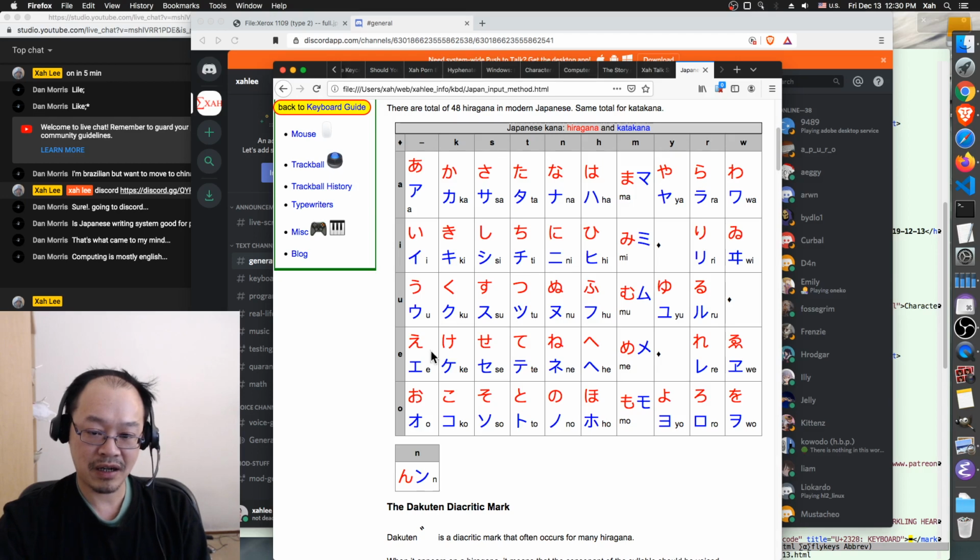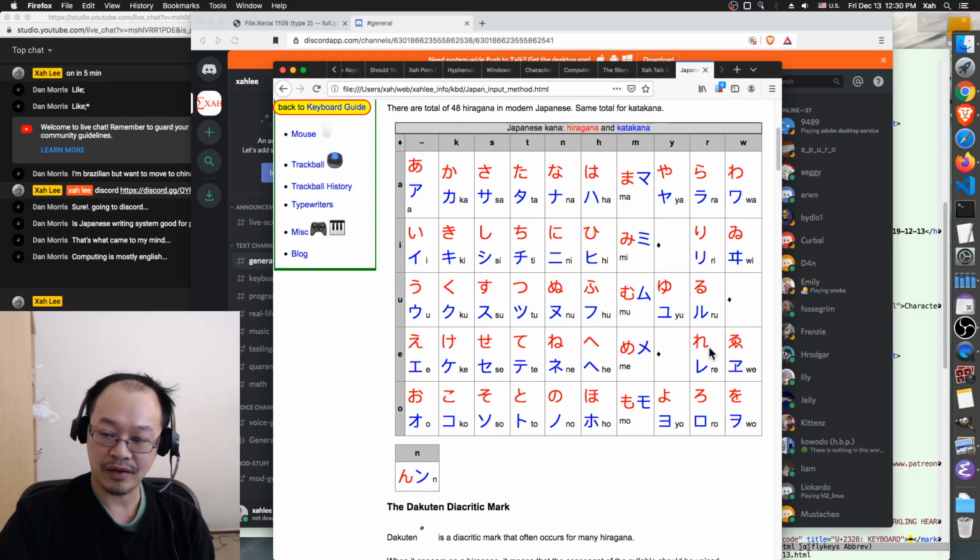I'm pretty sure that's how you pronounce it in Japanese. And this column would be ka, ki, ku, ke, ko. Okay, and this column is gonna be sa, shi, su, se, so, and so on. So these are kana. These are phonetic symbols. Each one represents a sound.